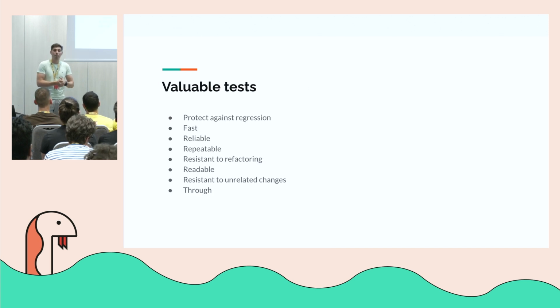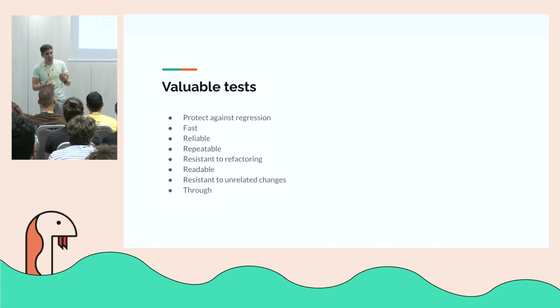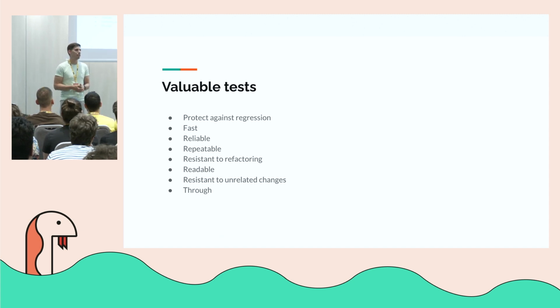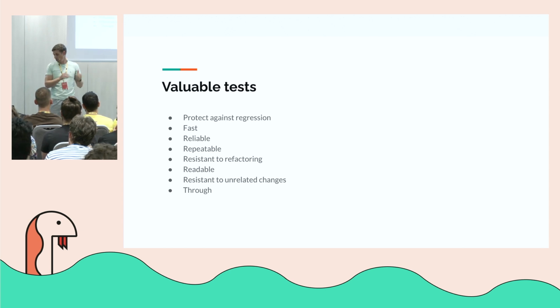So let's talk about valuable tests that are not giving us a hard time and all these problems. First thing, they protect us against regression. If we have tests that pass, but things are broken in production, that's not a good sign, and that's something we want to avoid, right? So we want to make sure that a green test suite means things are working as expected. We haven't broken anything that was already there, so all good.